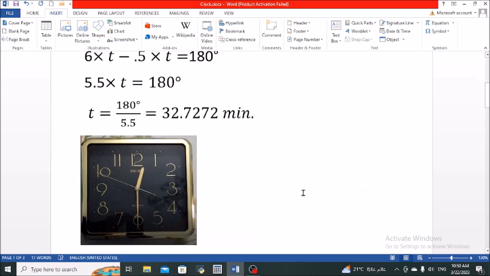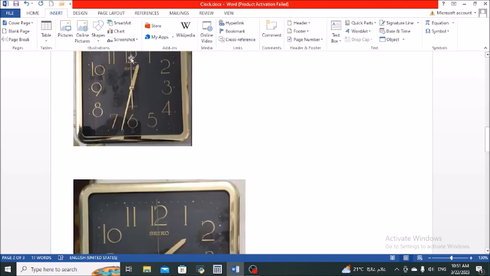We'll start measurement when they are coincident at 12. The hours pointer moved an angle of omega h, which we have calculated to be 0.5 times t, and the minutes pointer, we calculated its omega to be 6 degrees per minute. So we'll start measurement from their coincidence on the 12. 6 times t minus 0.5 times t should be equal to 180, and calculate for t. We'll find where they would be collinear.